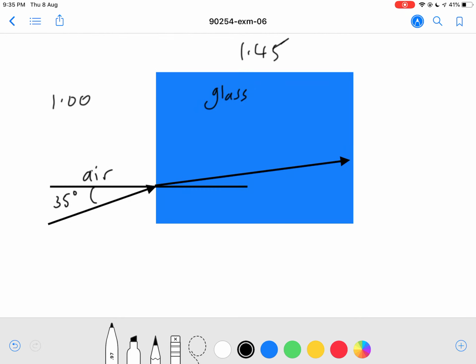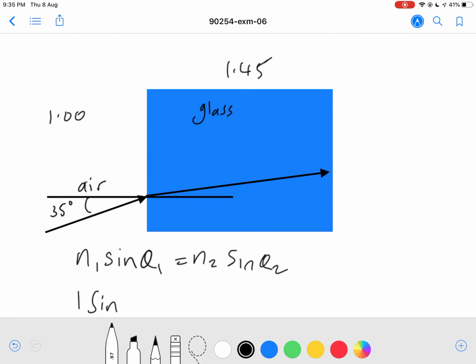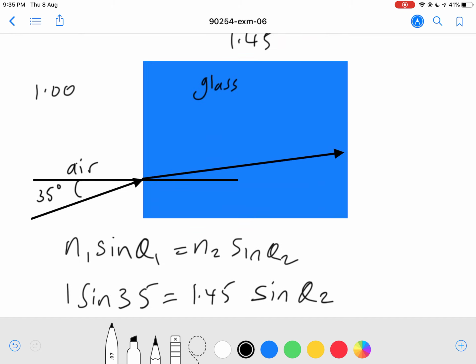So we're going to be using Snell's law to calculate the angle of refraction: n1 sine theta 1 equals n2 sine theta 2. We note down our n1 is 1 and our theta 1 is 35 degrees, so 1 sine 35 equals n2 sine theta 2. Our n2 is 1.45 and we do not know theta 2. So we'll have sine 35 divided by 1.45, and we find the sine inverse of that, and that will give you your theta 2.